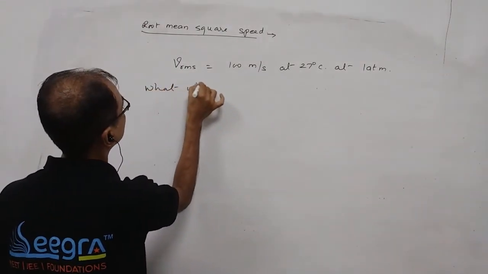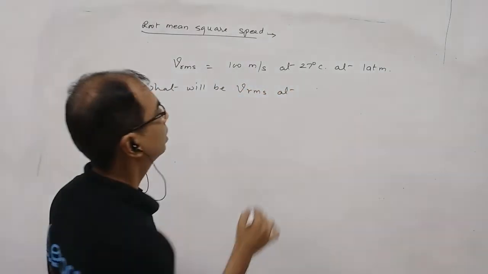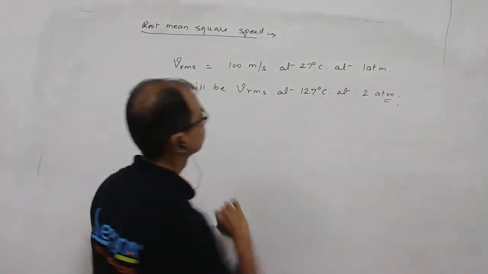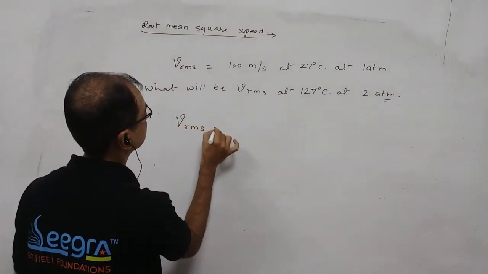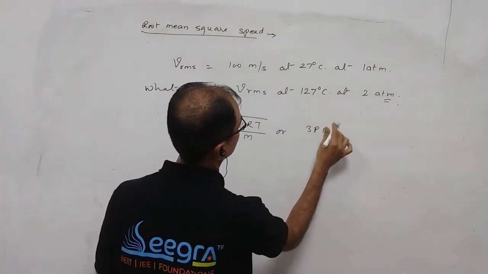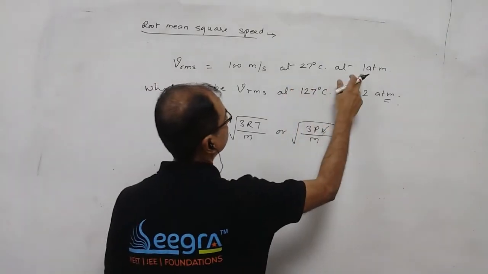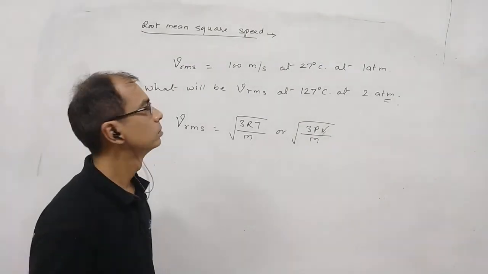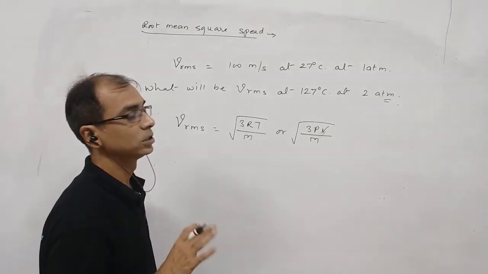What will be Vrms at 127 degrees centigrade at 2 atmospheric? Okay, fine. Now we know the formula of Vrms as root over 3RT by M, or root over 3PV by M. Now in this you see what is given to you: temperature is given and pressure is given. But in this one we don't have any formula in that. What to do? Temperature is changing and pressure is changing.